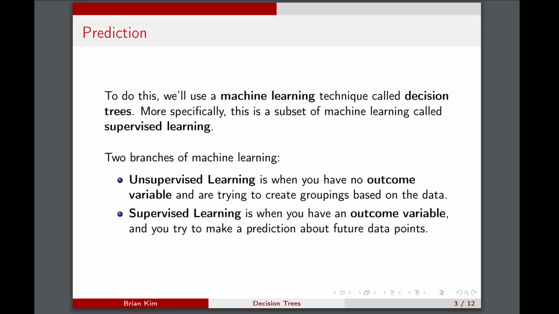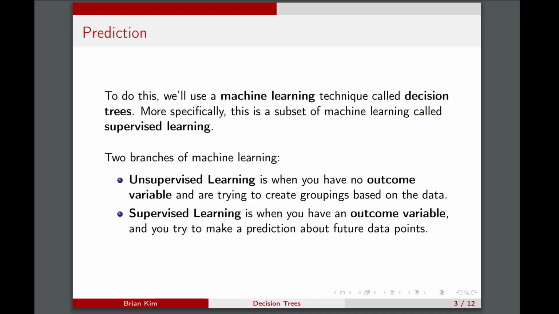To do this, we're going to be using machine learning and more specifically using decision trees. Now, this is a subset of machine learning called supervised learning. Machine learning overall is very broad and can cover a lot of different techniques, and we're only going to be looking at this supervised learning section.